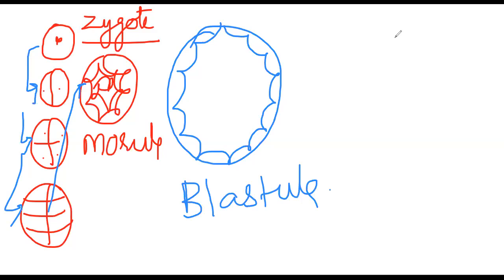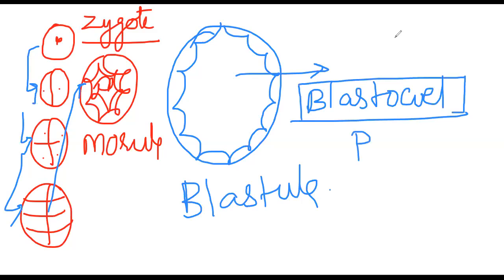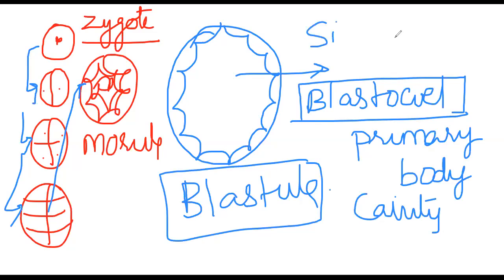This blastula, the hollow cavity-containing stage, has a cavity called the blastocoel. During embryonic development, this is the cavity formed for the first time. Hence, we call this body cavity the primary body cavity. The blastocoel is the primary body cavity. And the stage we said is blastula. Blastula is a single-layered stage, having only one layer. That single layer contains a cavity called the blastocoel, or primary body cavity.